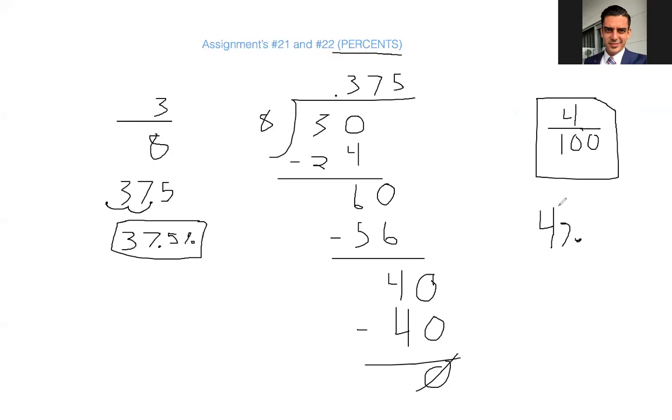So 4%. And then if I say, well, give me the decimal, then you start here and you go to the left 2 times, and then you just add a 0. And then that would be your decimal. So your decimal would be 0.04. So it's pretty easy stuff.